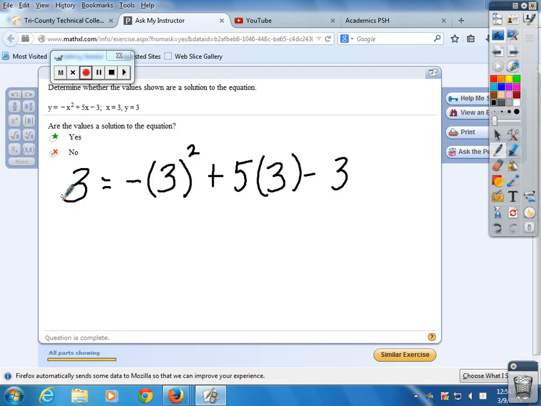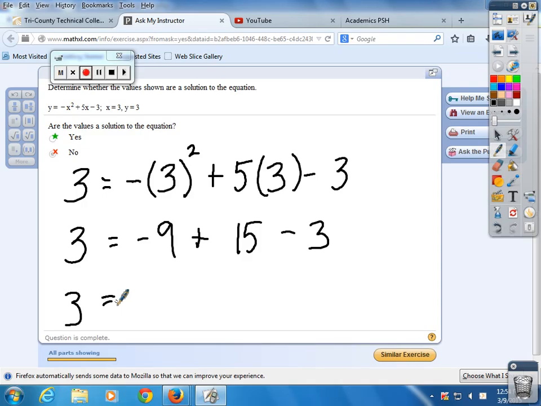So 3 squared is what? Five times 3 is... negative 9 plus 15 is what? And 6 minus 3, is this a true statement? So it is a solution.